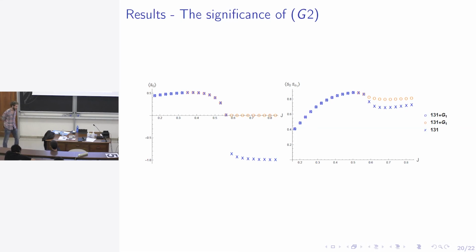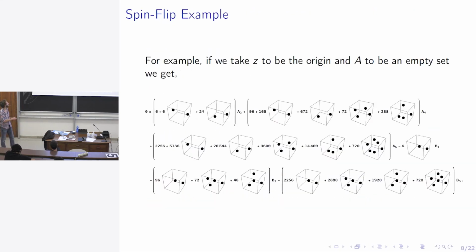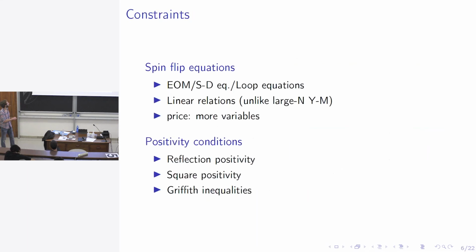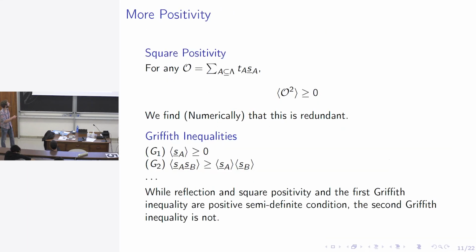Yeah, it's a nonlinear constraint. Did I skip too much? Yeah, this is G2. So it's a nonlinear constraint. I mean, for special cases, for example, well, obviously when A is equal to B. Impose it after the fact.